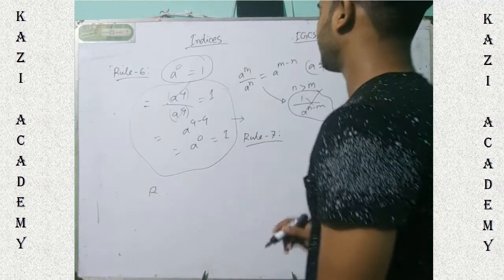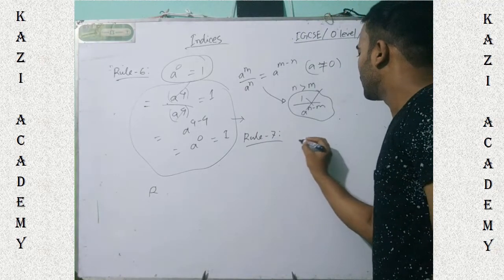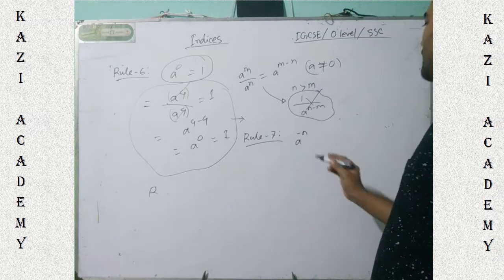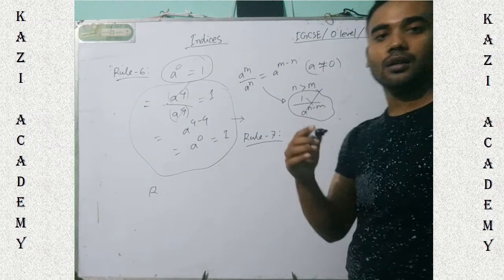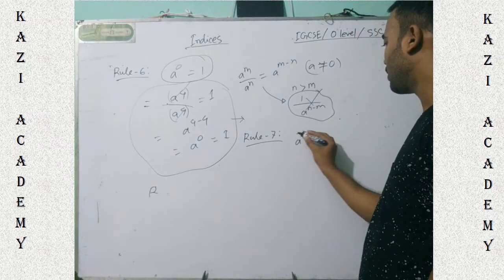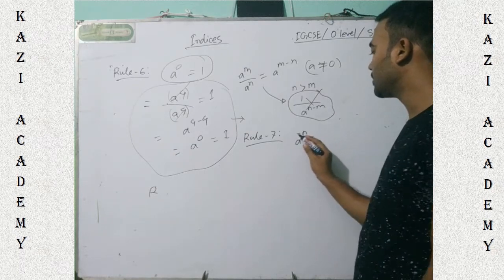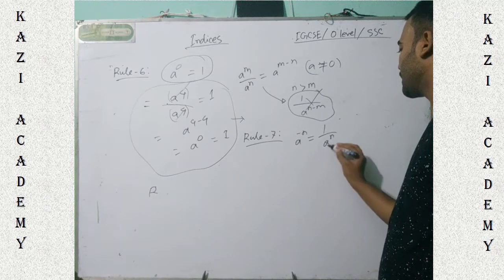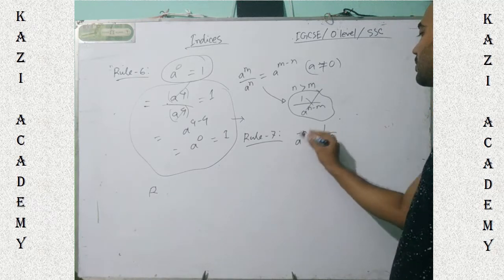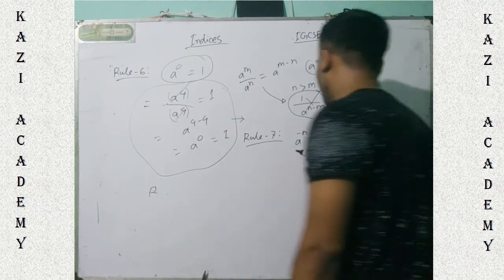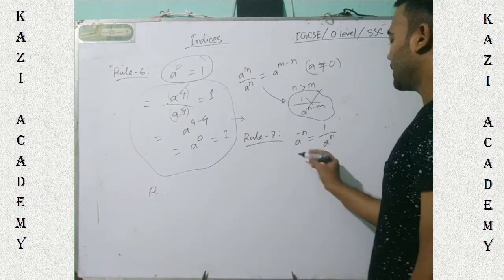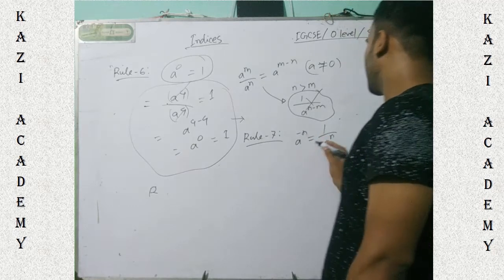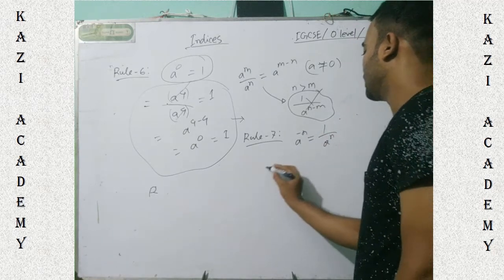rule 7. So a to the power negative n. For this negative we can write its reciprocal. Only the reciprocal is responsible for this negative sign. So 1 by a to the power n. So this 1 by is the reciprocal of this a to the power n. So anything, if it has any negative power, then we can write 1 by a to the power n.